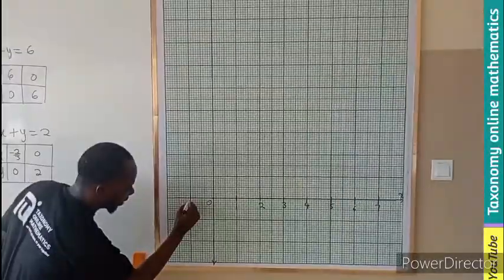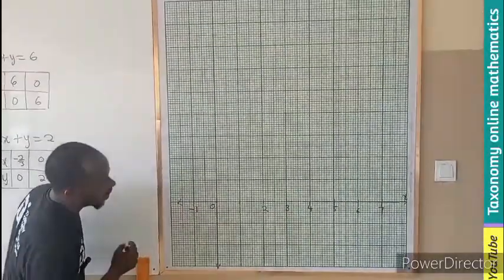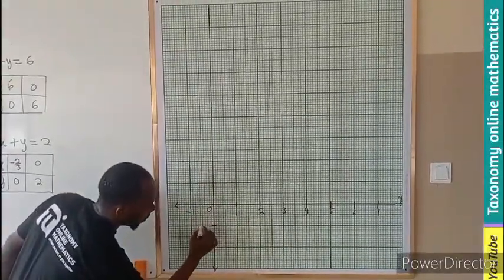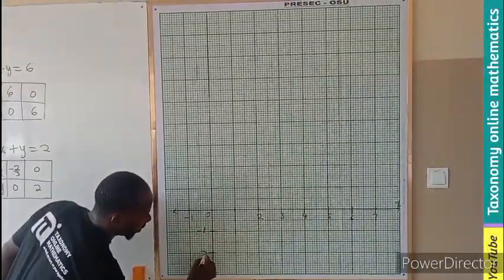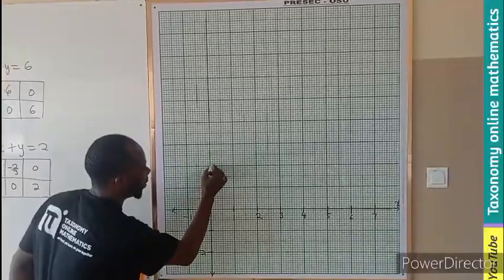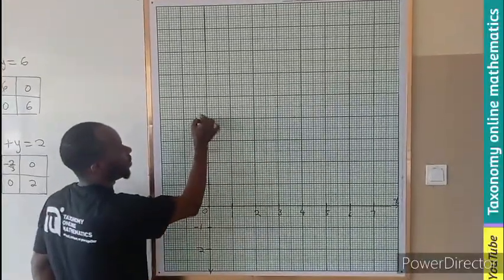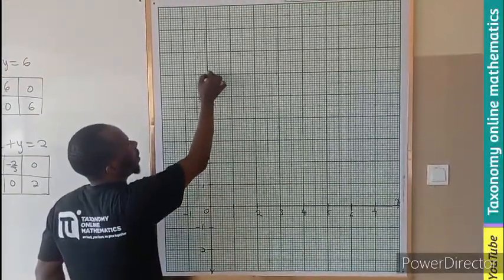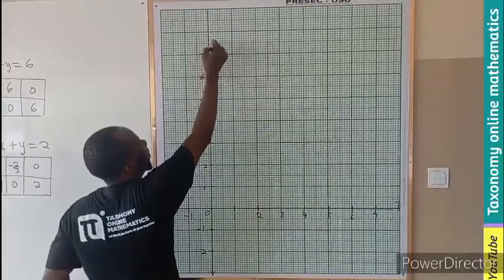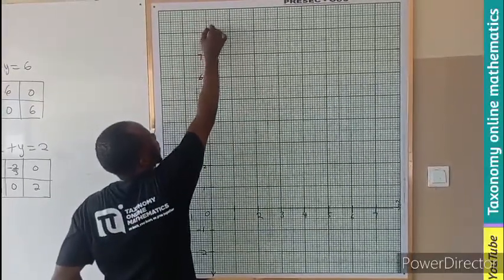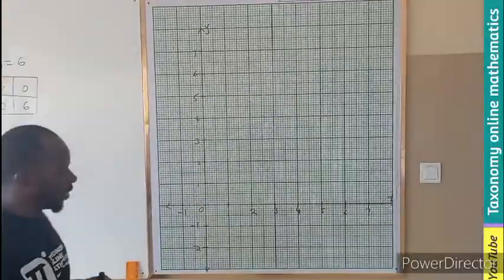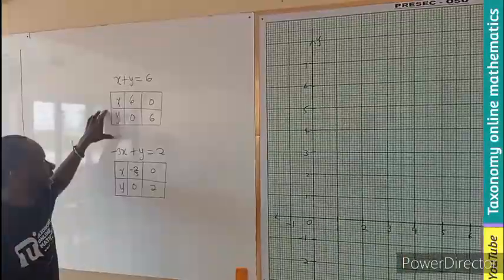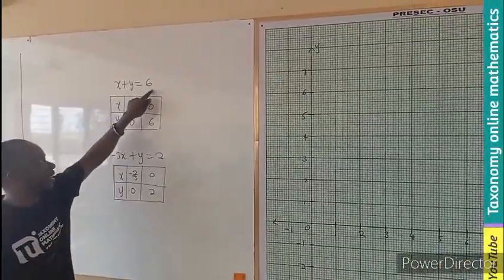So let's take this one as negative 1. We end it there. 0, negative 1, negative 2, all the way 1, 2, 3, 4. Again 6, and a bonus 7. We have our y-axis. So now we need to put in the points for this relation.